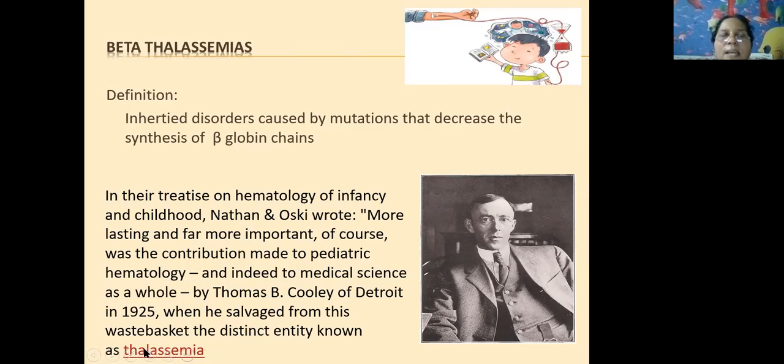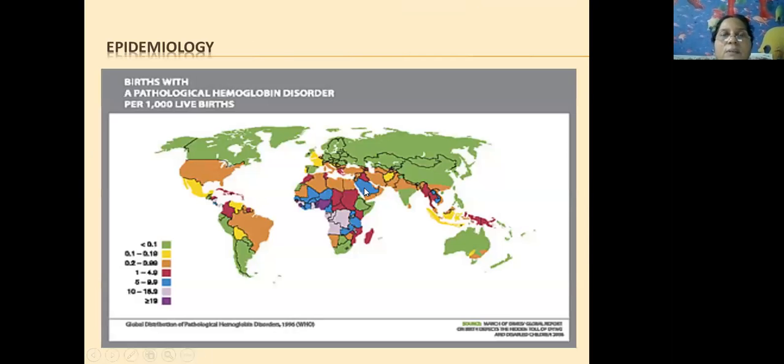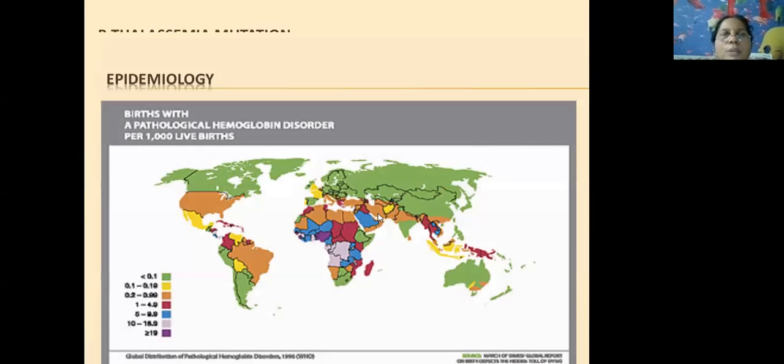So what does thalassemia mean? Emia is something to do with the blood, and thala, because it was most common in the Mediterranean region, which is surrounded by sea, it is called thalassemia. Likewise, all these places, the red zones, and more than 90% is this violet zone, all these areas. That epidemiology you read from the book.